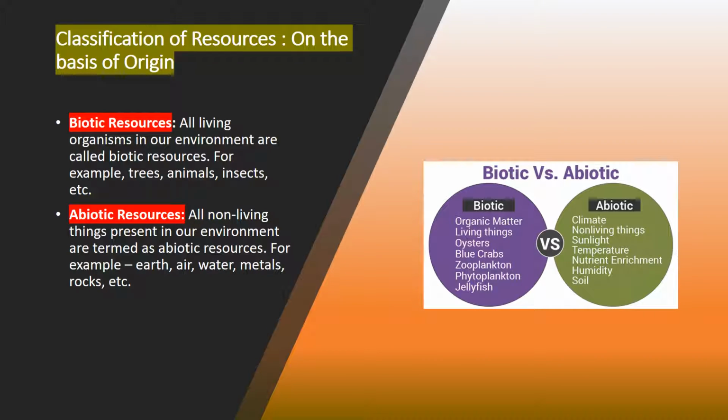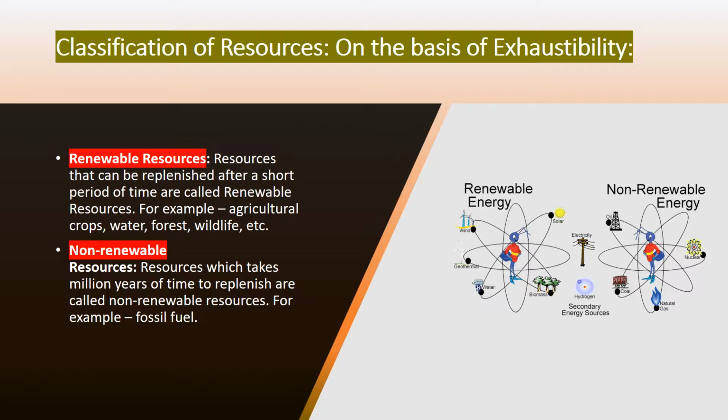Biotic resources. All living organisms in our environment are called biotic resources. For example, trees, animals, insects, etc. Abiotic resources. All non-living things present in our environment are termed as abiotic resources. For example, earth, air, water, metals, rocks, etc.